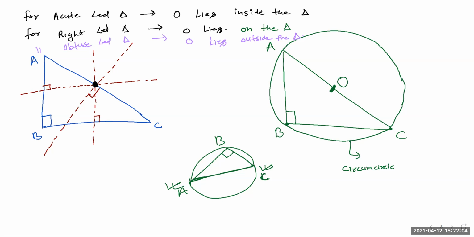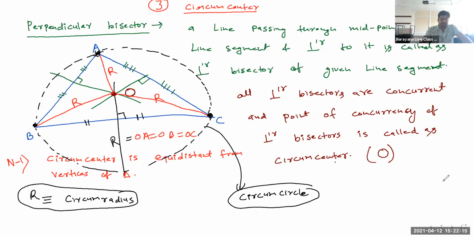Okay, I think we should start because we have to cover so many things. So I'm starting the next story. We have completed the third point, what the circumcenter is and what it is all about. One thing is very important to know: the circumcenter is equidistant from the vertices of the triangle.